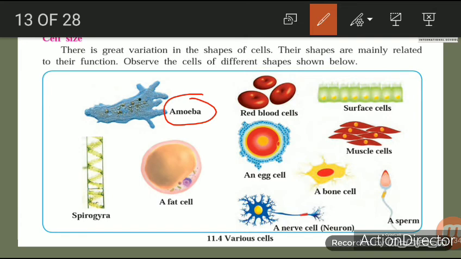Then they have shown us the red blood cells. Our blood is red in color, as you know, but the blood receives that red color because of these red blood cells. Now you can see the structural difference between amoeba and red blood cells. Their shape is different, their color is different, and of course their function is also different. Then they have shown fat cells, egg cell, bone cell, nerve cell, muscle cells, and sperm.